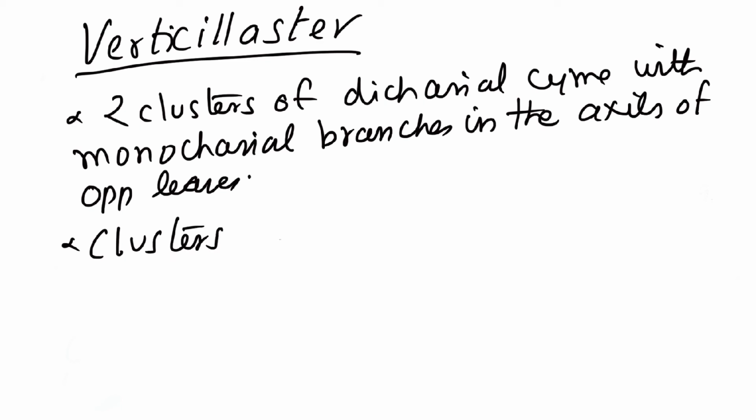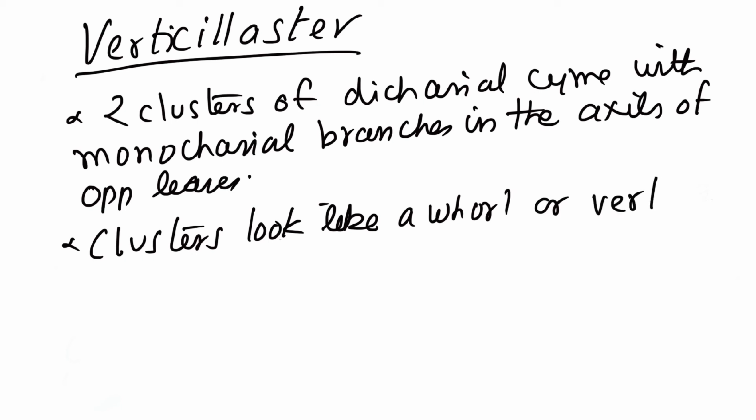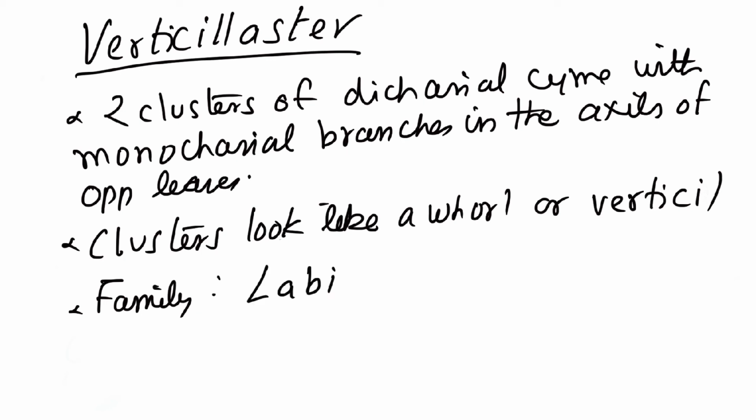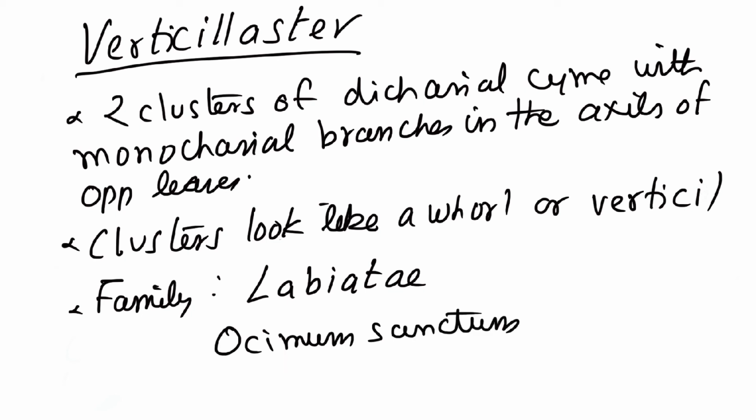Now going on to the key point of why it is called so. The clusters look like a ring-like development, which is termed verticil. So it's because of this cluster, which is called verticil, that we call this type of inflorescence Verticillaster. And this type of inflorescence is characteristic of the family Labiatae. Now, a very notable famous example is Ocimum sanctum, that is the holy Tulsi. Also, we have another important example, that is Salvia.